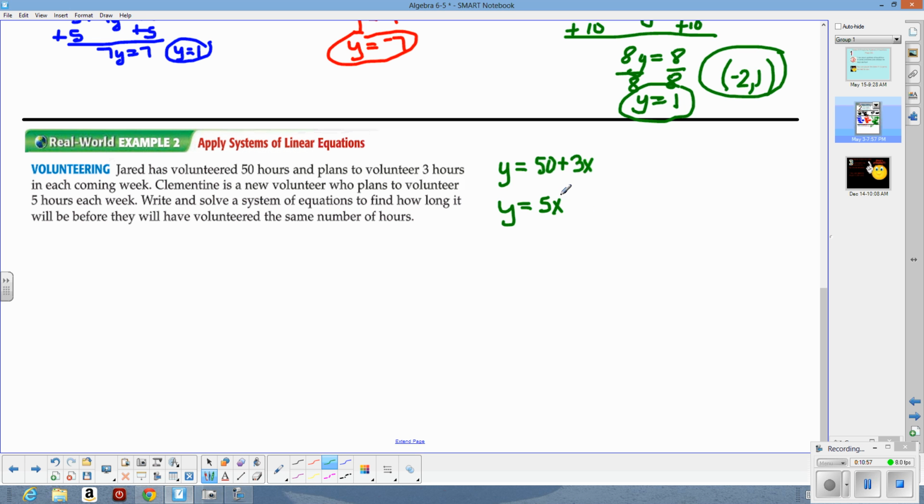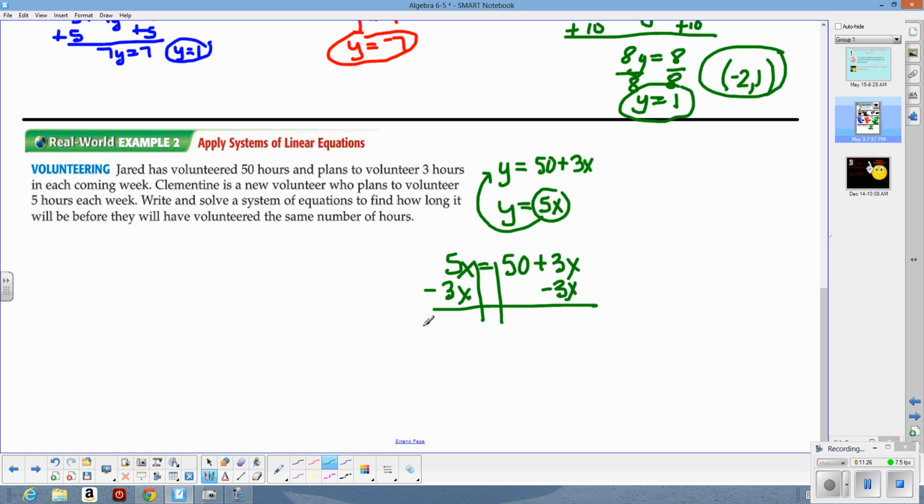I would want to use substitution in this example because y is equal to 5x. So let's go ahead and substitute 5x in place of y. So 5x equals 50 plus 3x. Now I'd want to subtract 3x from both sides since I have a variable on both sides.